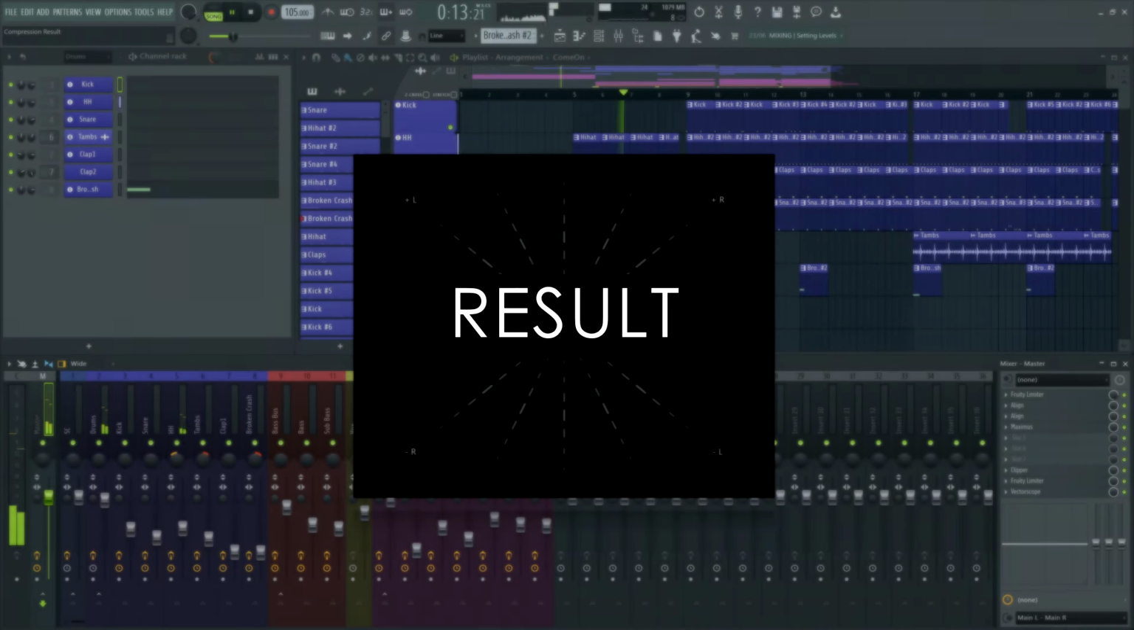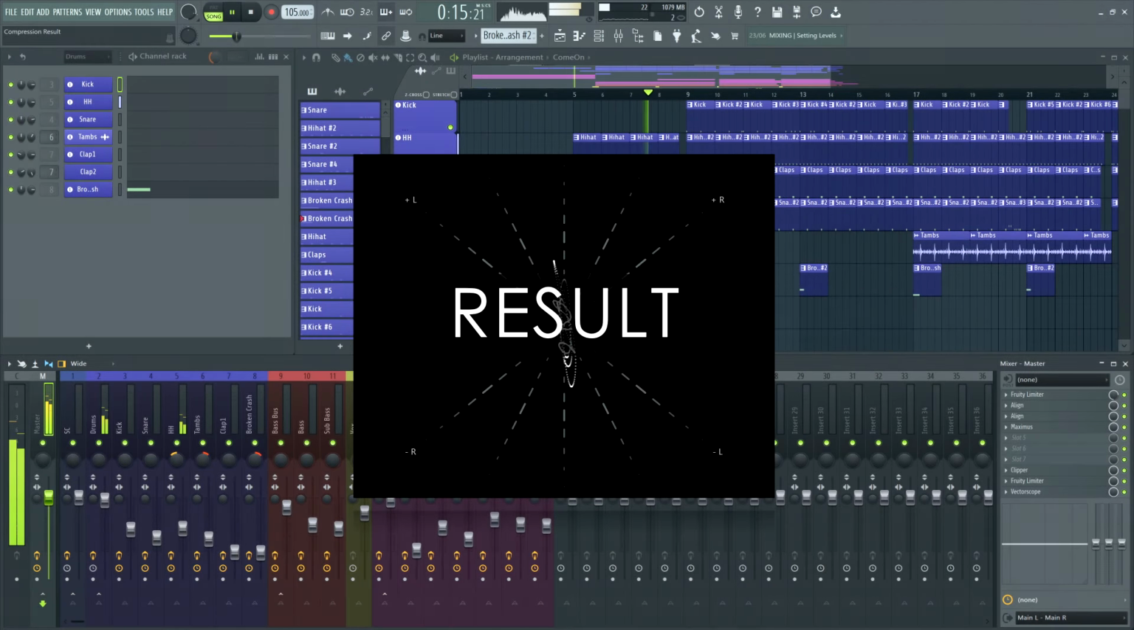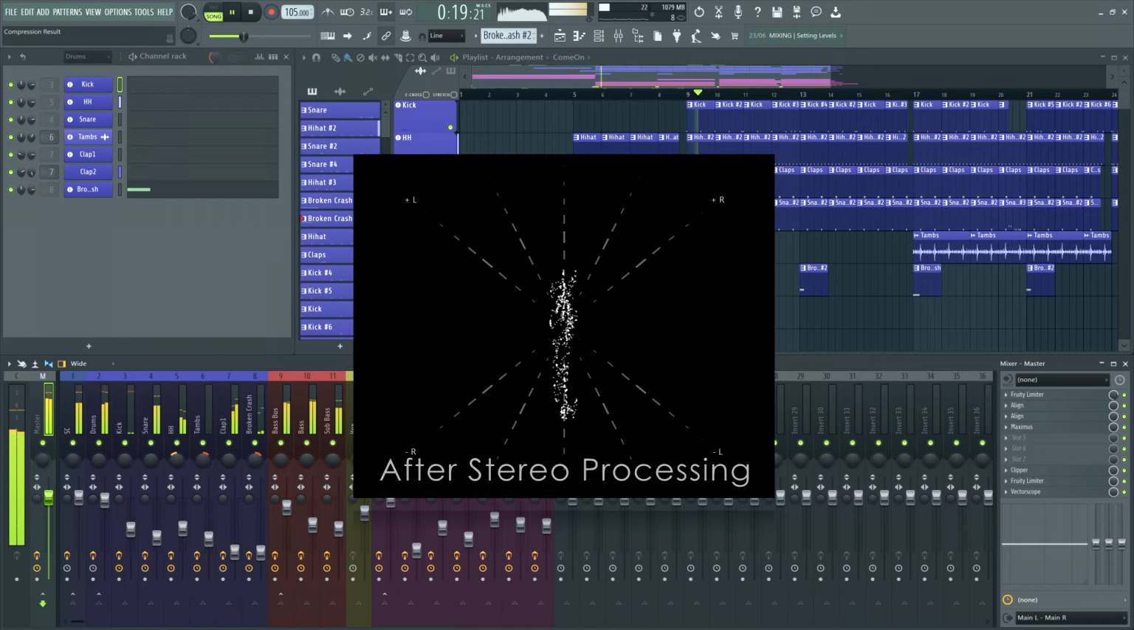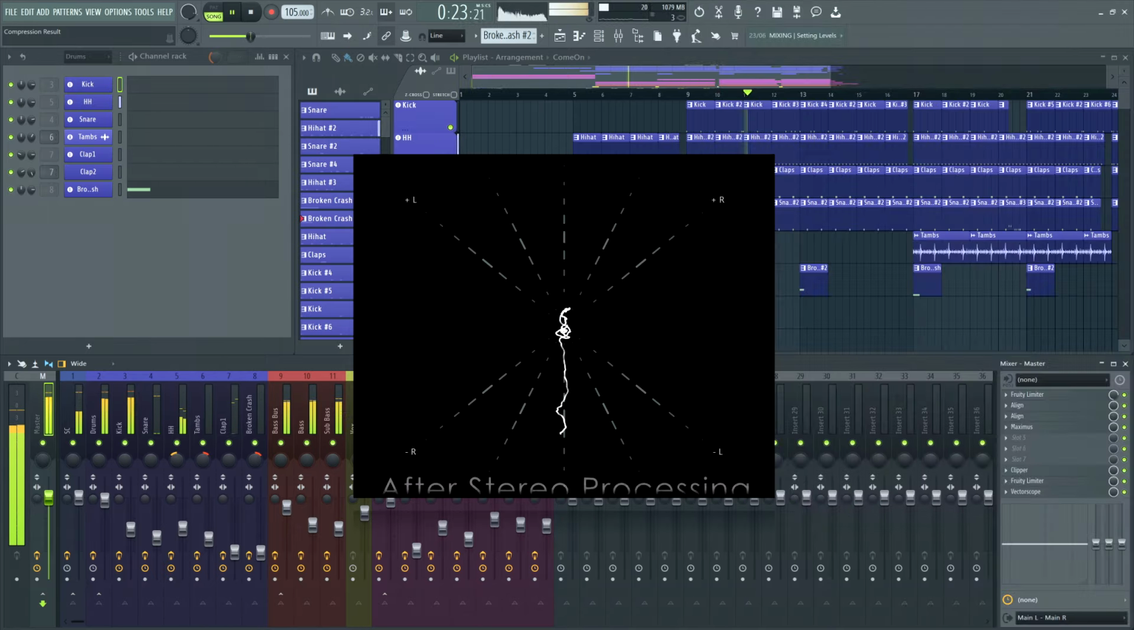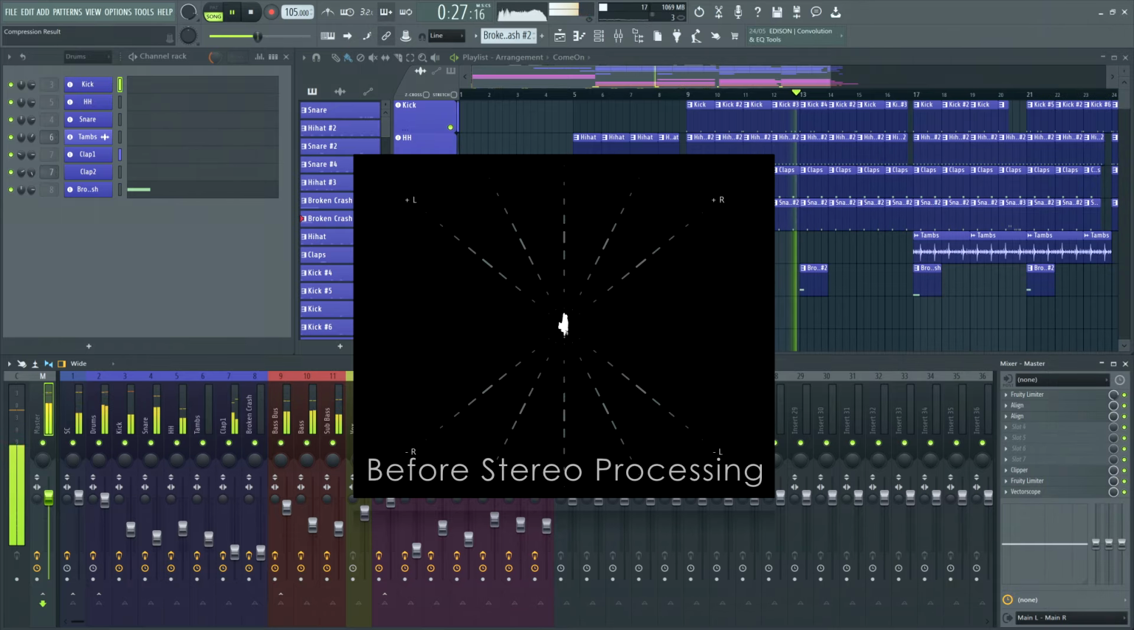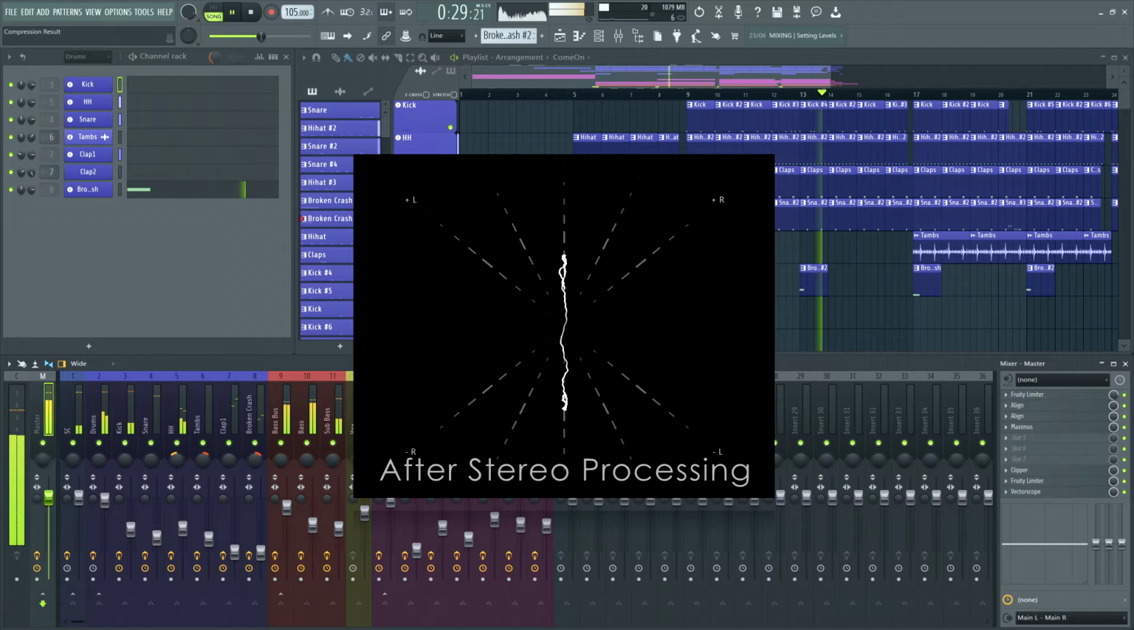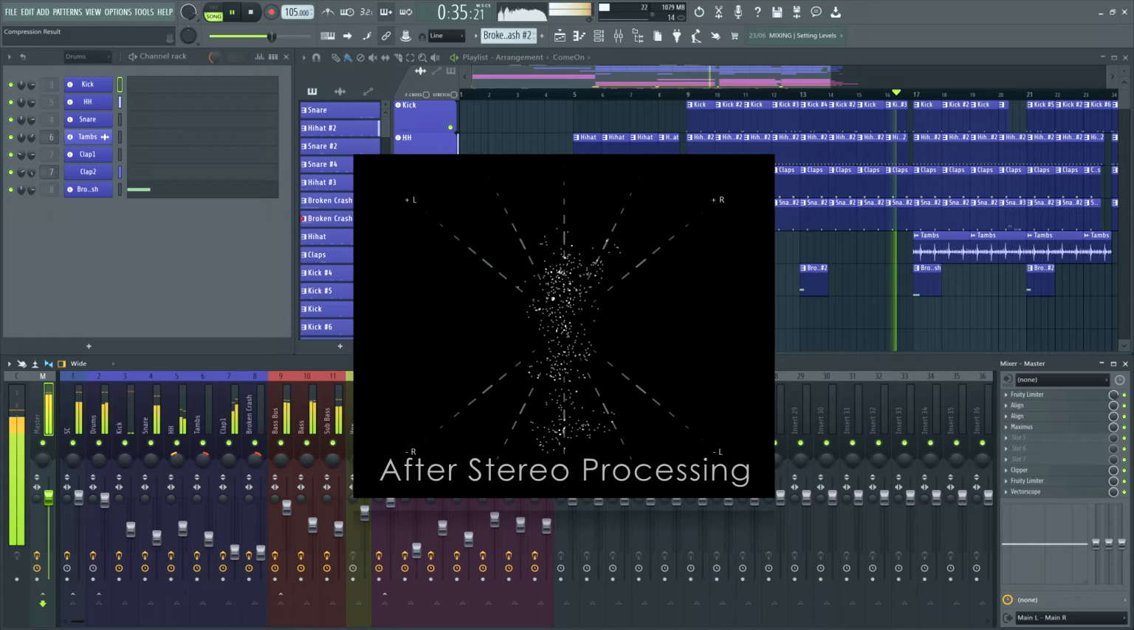After applying all of these concepts to every track, let's compare what we had before with where we are now. The track is now moderately wider, and even though the change is subtle, it makes a big difference in how balanced and interesting the whole mix sounds.